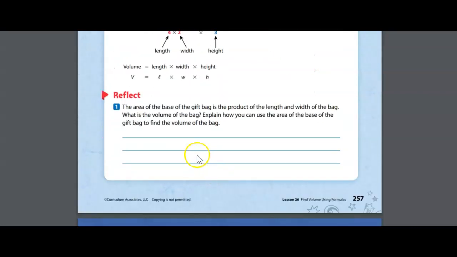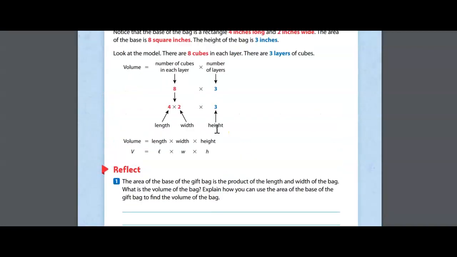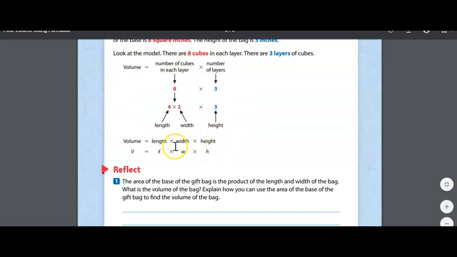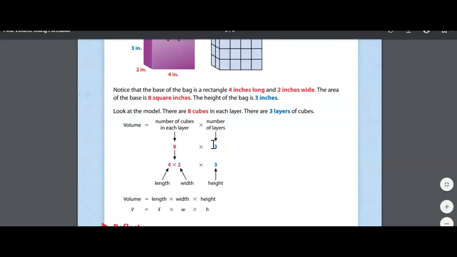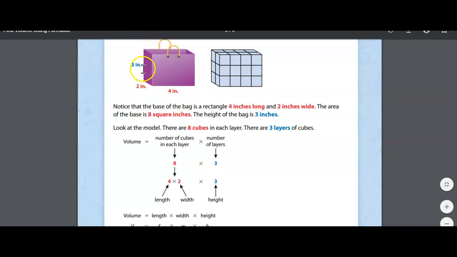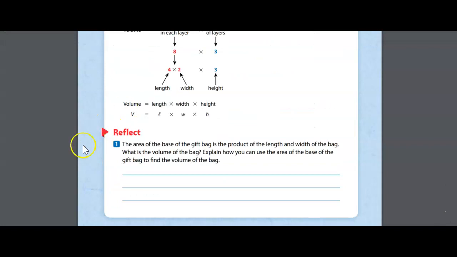Now let's reflect. The area of the base of the gift bag is the product of the length and the width of the bag. What is the volume of the bag? Explain how you can use the area of the base of the gift bag to find the volume of the bag. So at this time, I want you to look back at our formula and in your own words, explain how we got length times width times height, simply using our 3 numbers, 3 inches, 2 inches, and 4 inches. Do so at this time.